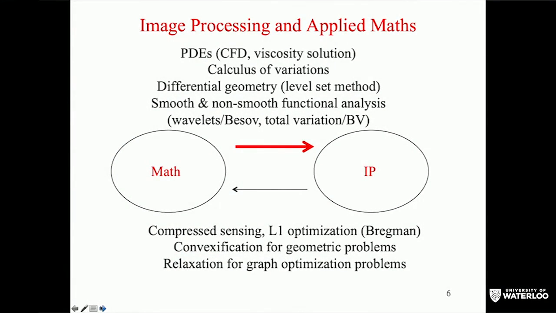Differential geometry is actually very exciting. Level set is one example. Level set is an implicit representation of shape, and it's very powerful. I will say more about it. So you think about imaging: you have an image, and you want to get some object.